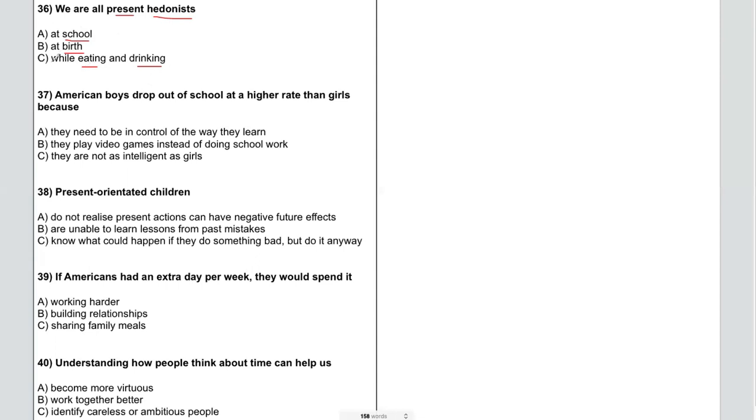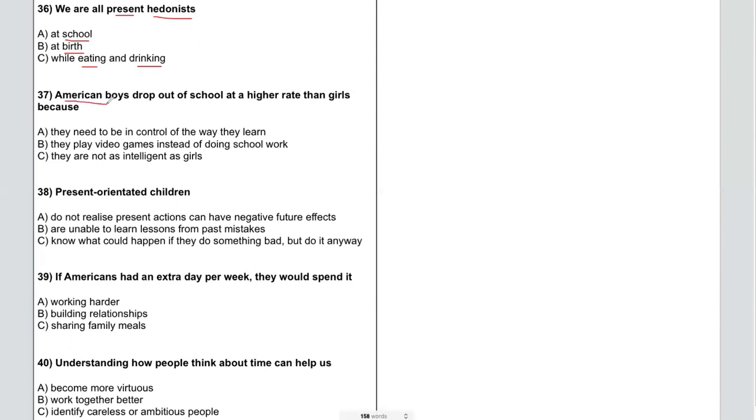If you think about it, the words "at" and "while" will probably be used in this listening transcript many times. We don't need to focus our attention on these words. We want to focus our attention on specific verbs or adjectives or types of people and so forth. Let's go ahead and look at number 37.